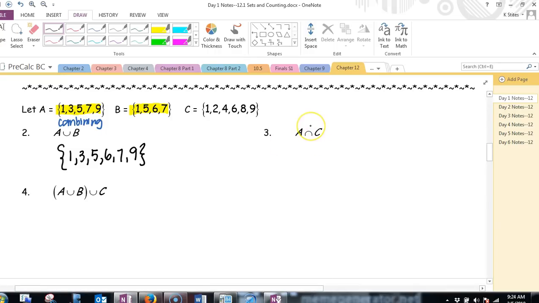Number 3 is A intersection with C. So this is saying specifically where do they overlap? What do they have in common? So we only care about the ones that they have in common, A and C. And the ones they have in common are they both have a 1, and they both have a 9, and that's it. So that's the intersection between A and C.